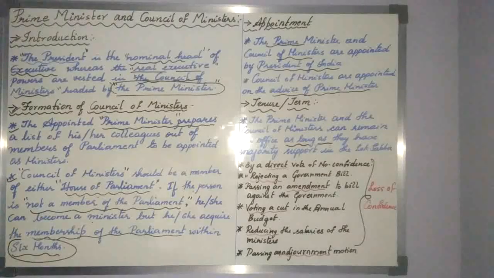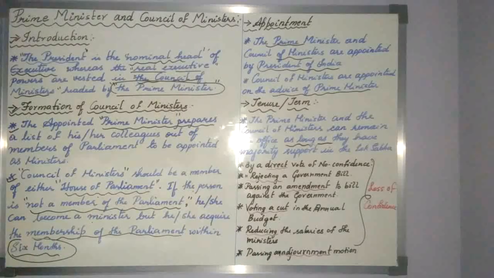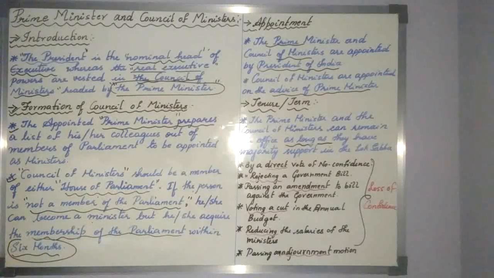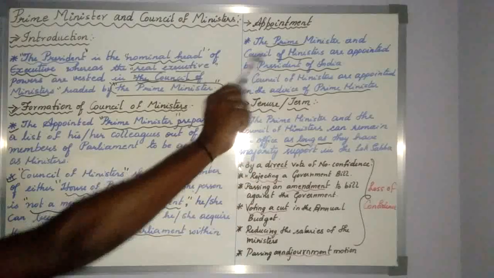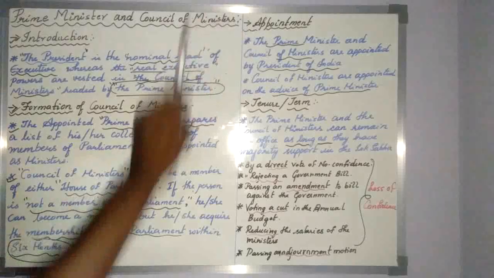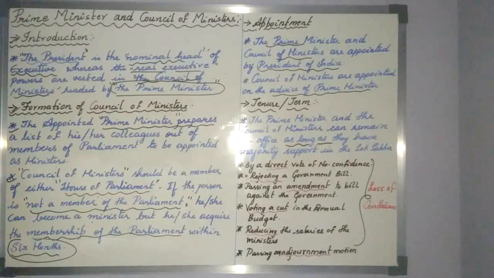And next, if you see the appointment, the Prime Minister and the Council of Ministers are appointed by the President of India. That's very clear. As you all know, all the appointments in India are made by the President of India only. So when the Prime Minister is appointed by the President, then even the Council of Ministers should be appointed by the President only.